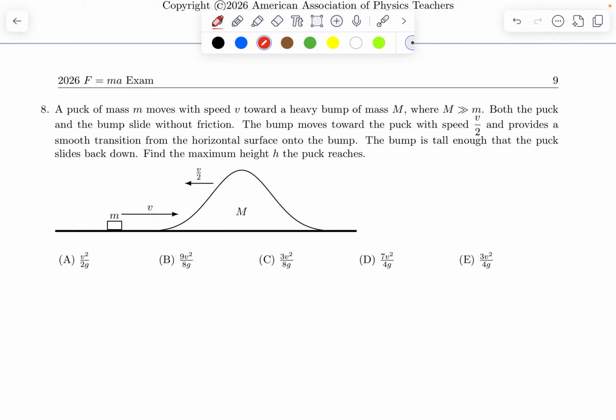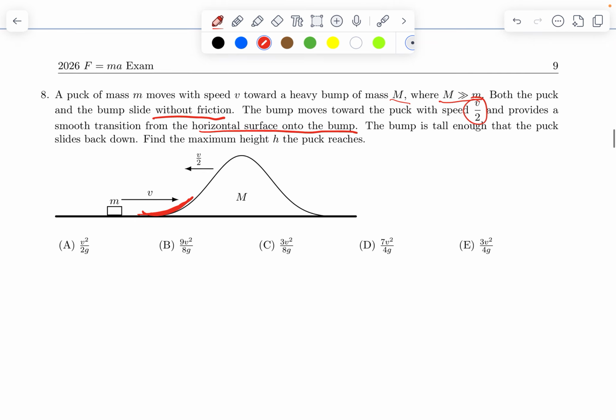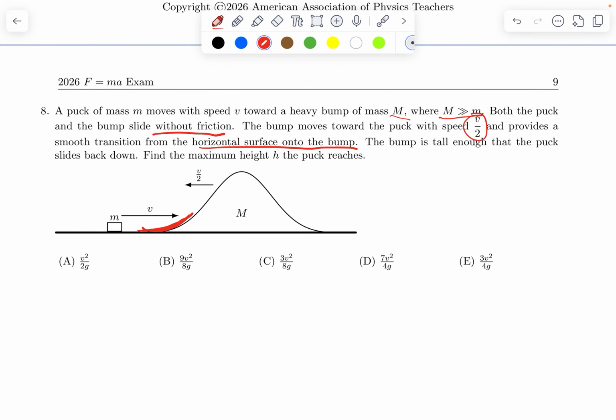A puck of mass m moves with speed v toward a heavy bump of mass big M, where big M is much greater than small m. Both the puck and the bump slide without friction. The bump moves toward the puck with speed v over 2 and provides a smooth transition from the horizontal surface onto the bump. And if you look at the diagram, it's shown here, like it's really smooth. So what they're trying to imply is that there's no energy loss during this process. The bump is tall enough that the puck slides back down. Find the maximum height h the puck reaches.